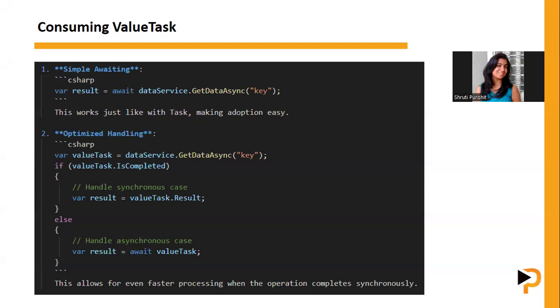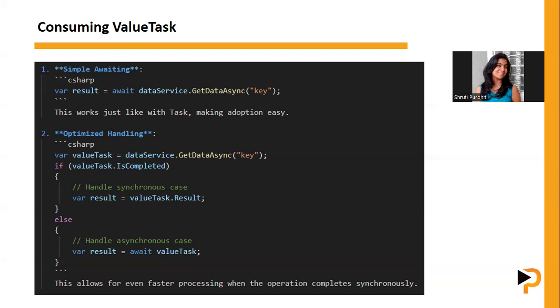Now, how to consume ValueTask? In this slide, the simple awaiting: normally we get the data asynchronously by means of a key, await the whole fetching, and then assign it to the result. So this works just like a normal Task, making adoption easy.